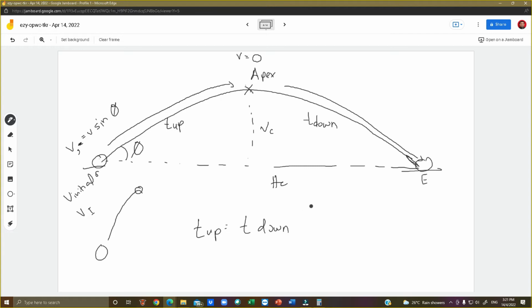Alright. Next one, factors influencing projection. There are 3 factors. Number 1, angle of the projection. It determines how far it goes, whether it's going to be a horizontal projection or a vertical projection. If the angle is large, it becomes a vertical projection. If the angle is small, it becomes a horizontal projection. That is the first factor influencing projectile.